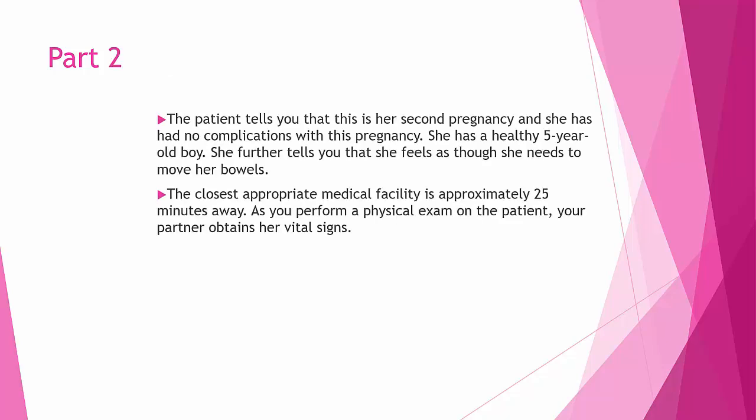All right, so the patient tells you that this is their second pregnancy and she has had no complications with this pregnancy. She has a healthy 5-year-old boy. She tells you further that she feels as if she needs to move her bowels. What does that mean? Yep, that's it. That means she's about to have an imminent delivery. She's about to have that baby. So we're going to get ready for delivery.